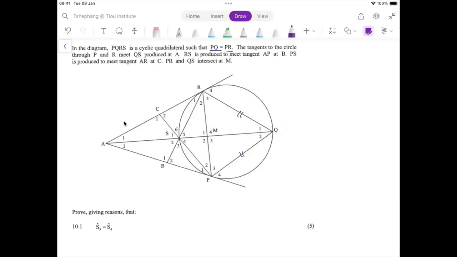Now, the first thing that they're saying is prove, giving reasons, that S3 is equal to S4. So we need to show that this angle is equal to that angle there. When you have such complicated things, I think you can rely on Dr. Cape Town, just so that you can give all the information that you can see: your centers, your cyclic quadrilaterals, your diameters, all those kind of things.